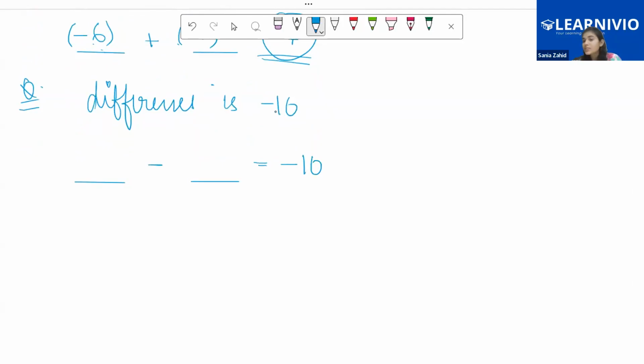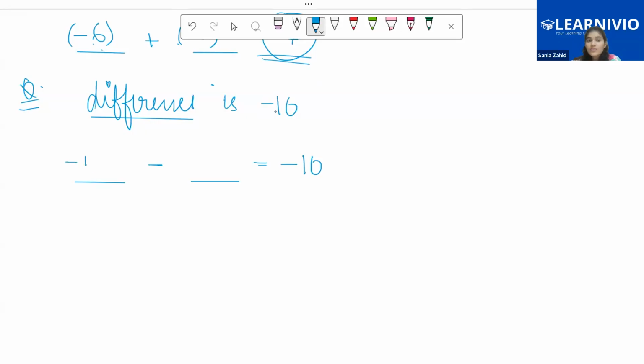Difference means there should be a negative sign in between, because it is a difference. So, two numbers, on subtracting them, you should get -10. Can you take 5 on both sides? 5 and 5. Yes.